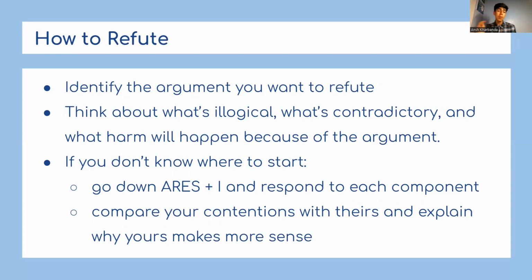So when you start thinking about how to refute, you want to think about what's illogical in the opponent's contention, what's contradictory in the opponent's contention, or what harm will happen because of their argument. And if you don't know where to start, we recommend that you go down the A, R, E, A, S plus I list and respond to each and every component of that structure, and that'll give you more of an idea of where the weaknesses lie in the opponent's contention. You can also compare your contentions with the opponent's contention and explain why your contentions make more sense than theirs if you're really stuck on how to start refuting.